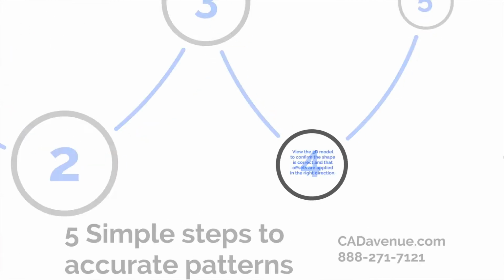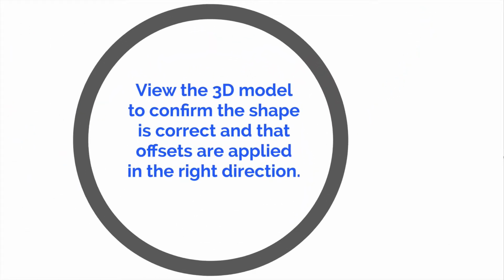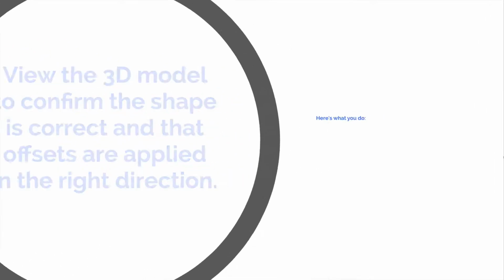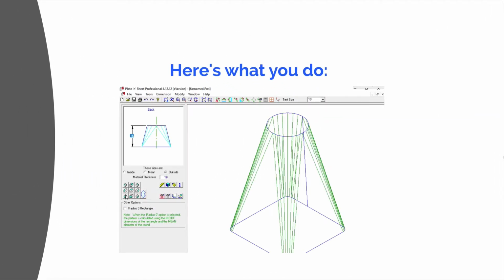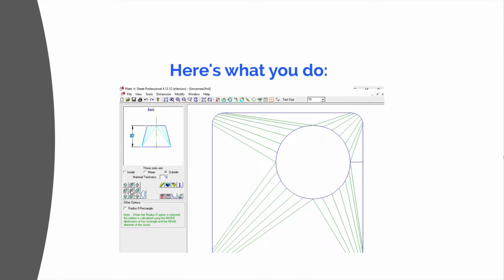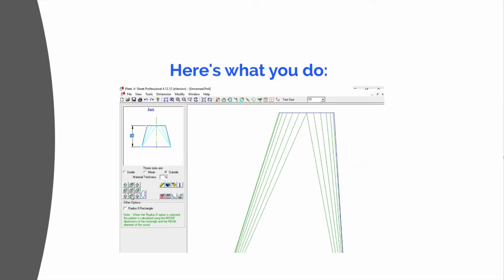View the 3D model to confirm that the shape is correct and the offsets are applied in the right direction. Again, in the middle of the dialog, at the left side, you'll see several icons, each defining different views. Just select the view you need and check your model. You can also use the measure tool to calculate a certain distance.